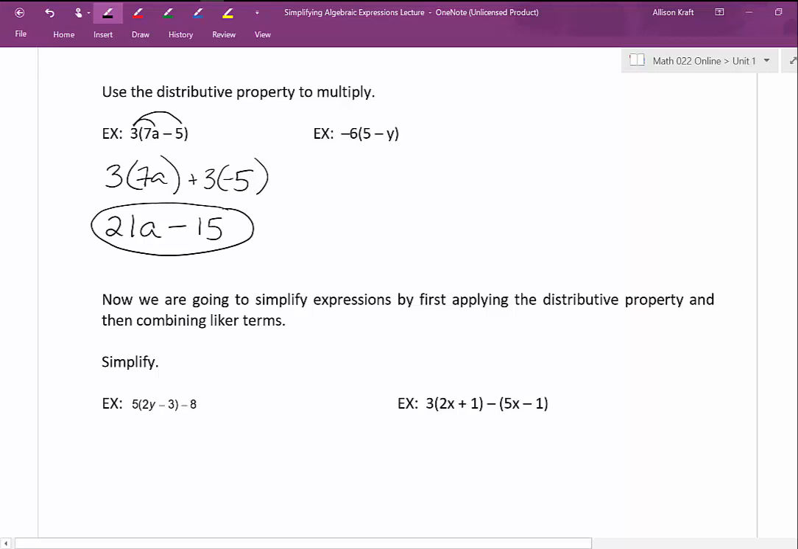In the next example, we're distributing a negative number, so be careful with your signs. Negative 6 times 5. And then since we're distributing a negative 6, I'm going to write minus 6 here times a negative y. Negative 6 times 5 is negative 30. And a negative 6 times a negative y gives me a positive 6y.